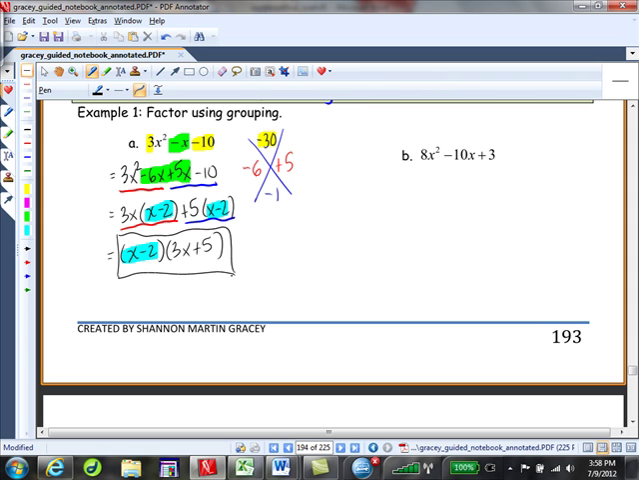Okay, so that's pretty much the long and short of it. So what I'd like you to do is pause the movie and try doing, I think I have a B, C, and D. And then if you're really into it, you can go on to example 4 and then just make sure and check your work when you're done. Okay? Good luck.